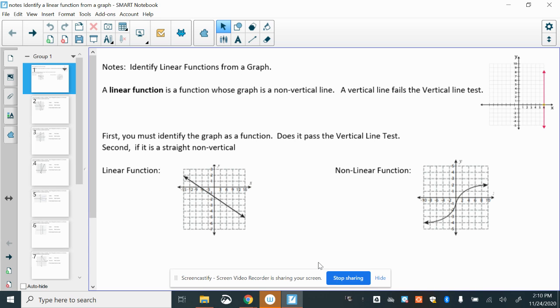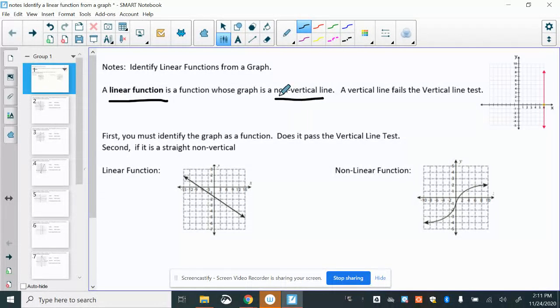Okay, so today we're going to talk about identifying linear functions from a graph. And we just got to get some words down here. First, a linear function is a function whose graph is a non-vertical line. So that means the line does not go up and down.